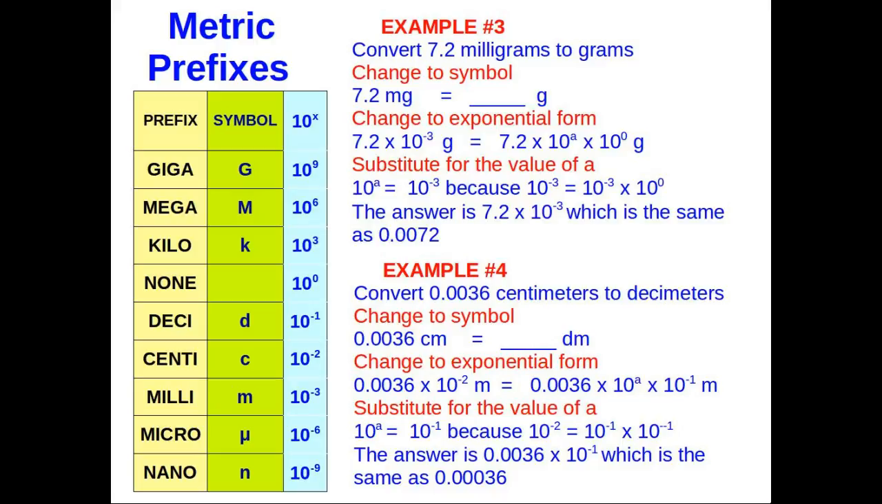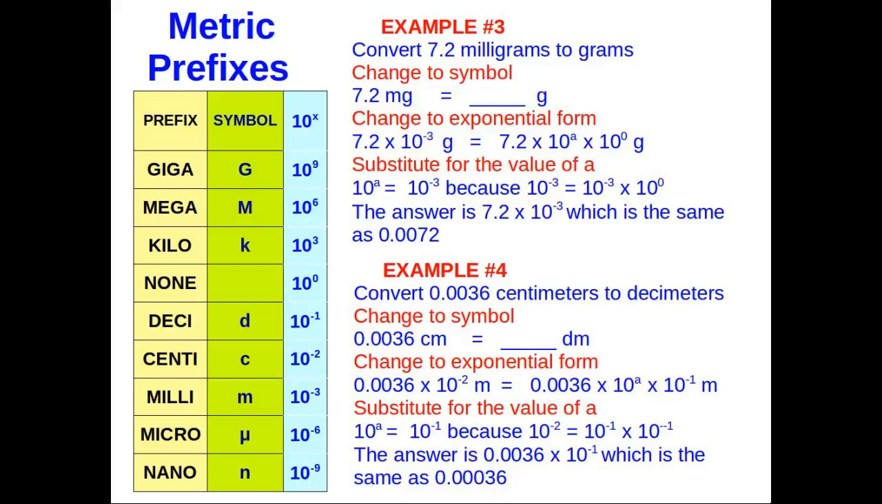The answer therefore is 7.2 times 10 to the negative 3, which will tell us that we should move the decimal point 3 place values to the left. That's for negative 3. So from 7.2, that is between 7 and 2, we move it to the left, we will get 0.0072.